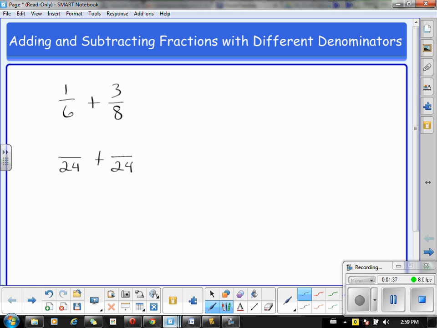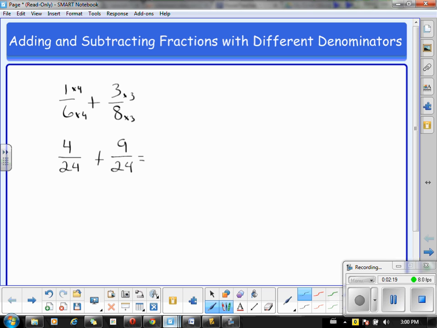The next thing we need to do is, because we changed the denominators from 6 and 8 to a common denominator of 24, we need to change the numerators as well. This is where equivalent fractions come into play. So we think, what did we multiply 6 by to get 24? 6 times 4 is 24, so to make an equivalent fraction, we need to multiply 1 by 4 as well. And 1 times 4 is 4. Do the same thing on the other side. We multiplied 8 by 3 to get 24, so we need to multiply 3 by 3 to get an answer of 9. Now I have two fractions with a common denominator.